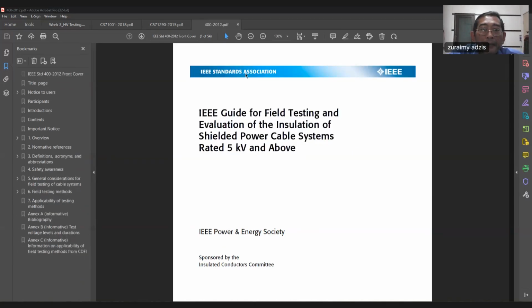Okay, hang on. Now we have cables. Look at the title: IEEE Guide for Field Test and Evaluation of the Insulation of Shielded Power Cable Systems Rated 5 kV and Above. There's one thing you need to know: field test, not in a laboratory, but at site. Look at the table of contents: notice, introduction, contents, overview, normative references, definitions, safety awareness, general considerations for the field testing methods are given, applicability of testing methods, and so on.